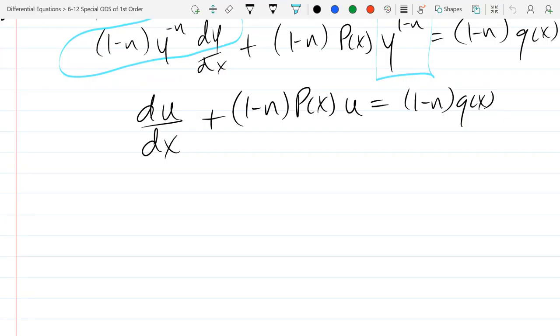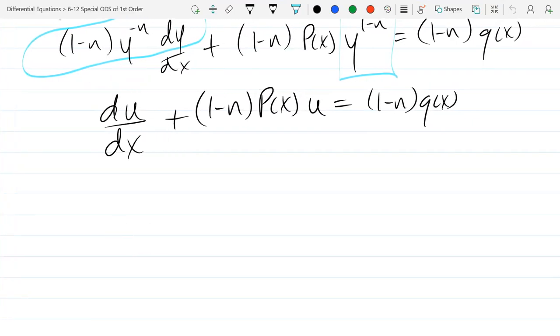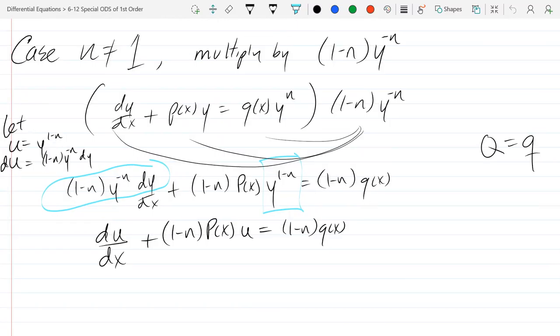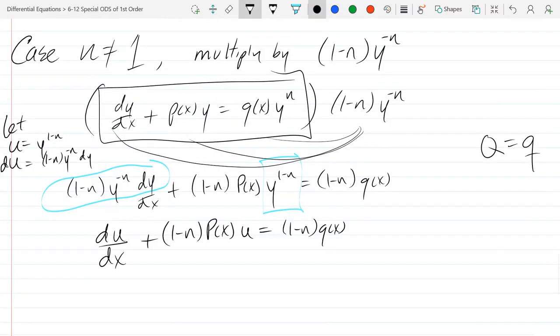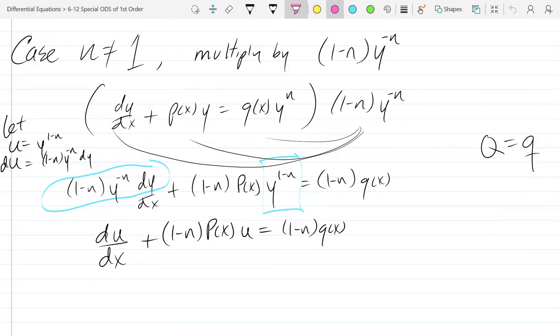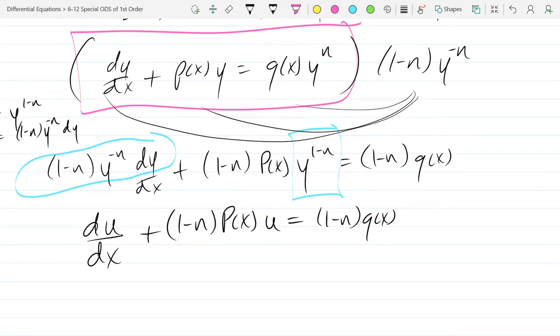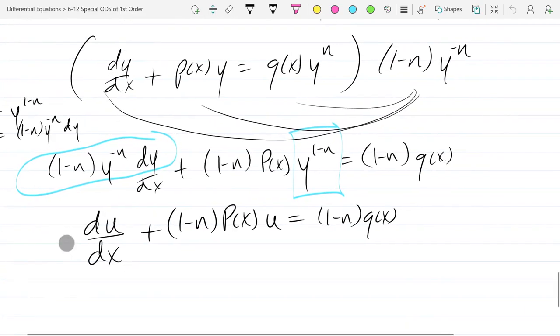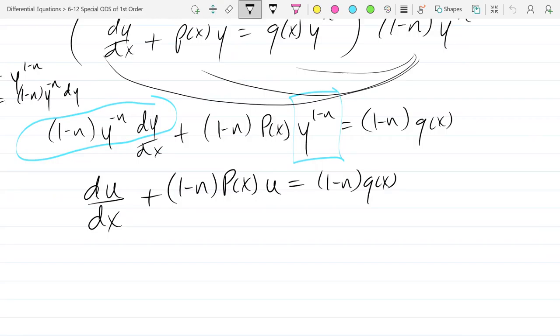So why is this good? Well, there's no y's, but we got u's everywhere. So we did change a letter, and we obviously changed the form a little bit. So here's where we started. That's where we started. And where we ended should be nice. That 1 minus n, that's just a number. So this is the linear form that we saw before, the linear ODE form. So this is the first order linear ODE.